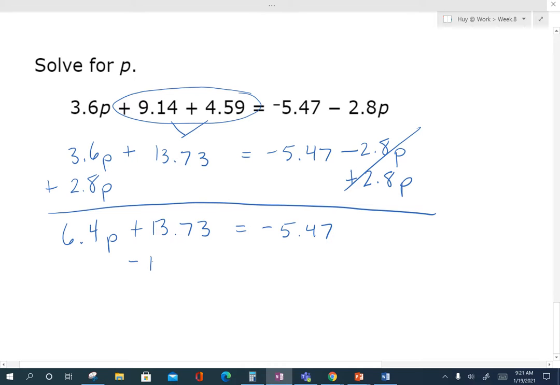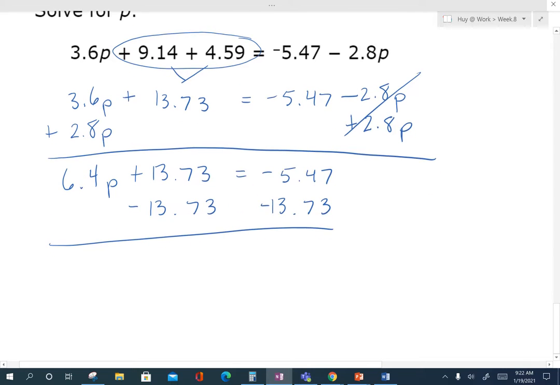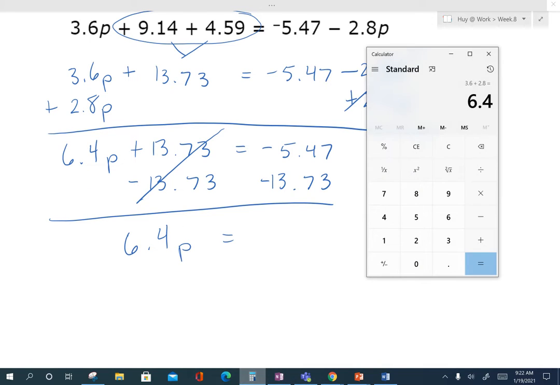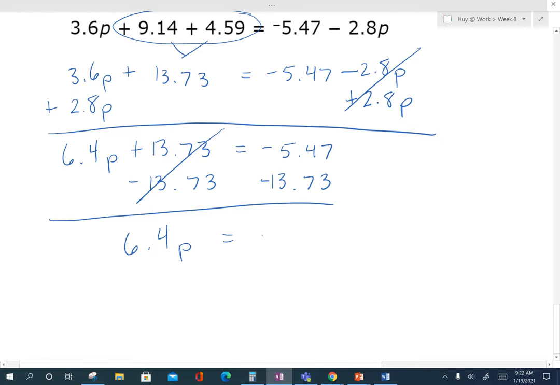Okay, so now let's subtract 13.73 because it's just a two-step equation, so we're going to move that constant to the other side. All right, so now these cancel out there, and then 6.4p equals, let's see, negative 5.47 minus 13.73, negative 19.2.